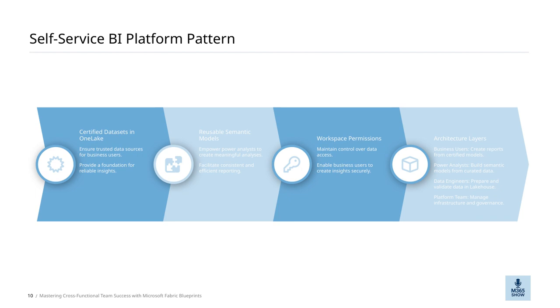Now, looking at the architecture layers, maintaining control over data access is key. We want to enable business users to generate insights securely, without compromising data governance. Workspace permissions empower power analysts to create impactful analyses while ensuring that reporting remains consistent and efficient across the organization. Reusable semantic models are essential because they provide trusted, reliable data sources for business users, forming a solid foundation for accurate insights.